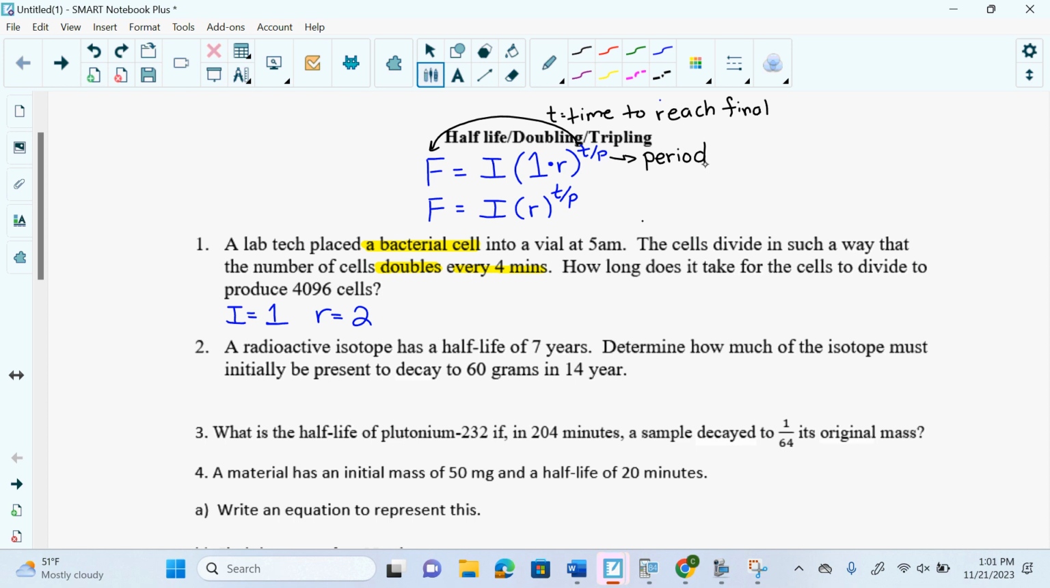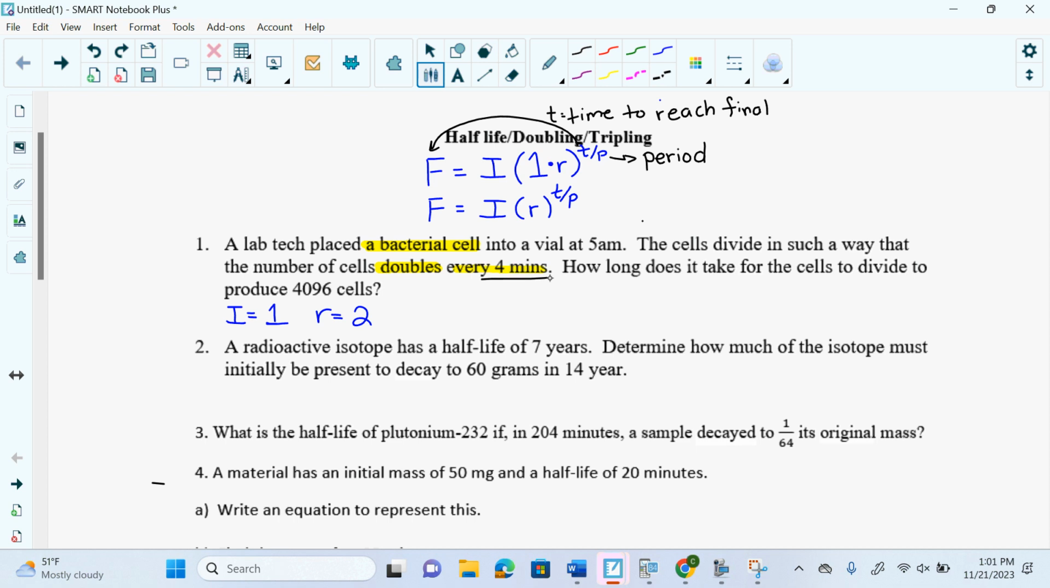So this one says that it doubles every 4 minutes. So every 4 minutes it's doubling and doubling and doubling. So what would that be? P or T? P, because that would be the period. The giveaway if it's T or P is if it comes after the word doubling, tripling, or halving. So if this doubles every 4 minutes, that means that's the period that it doubles.